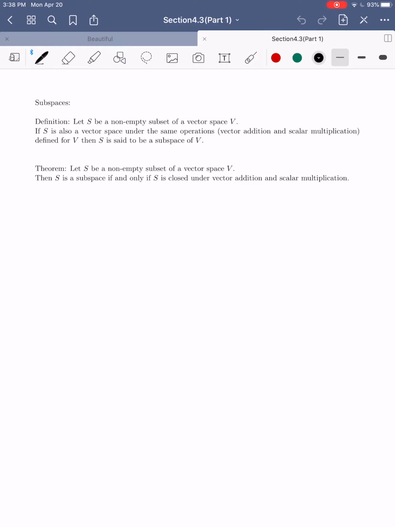In today's video, we're going to be starting into section 4.3 from your textbook, which introduces you guys to the idea of a subspace. Now, in the previous set of videos, we introduced and did a very thorough discussion of the concept of a vector space.